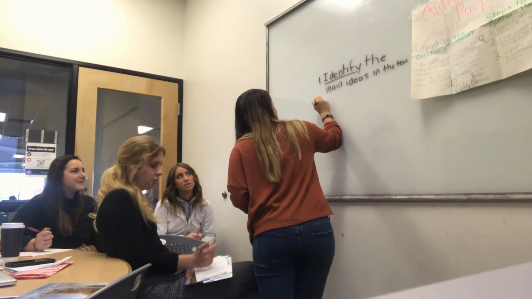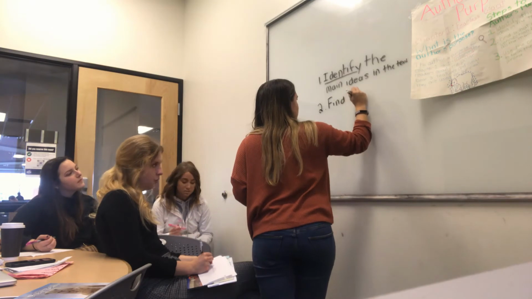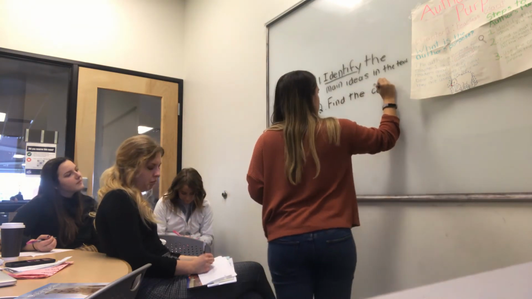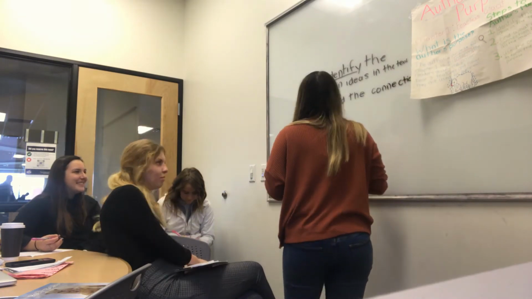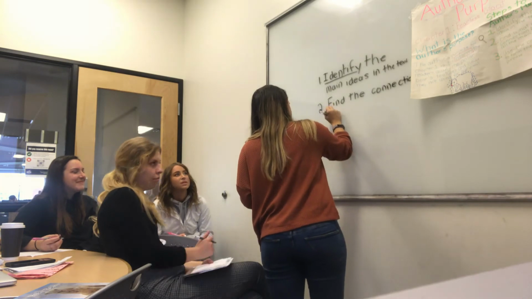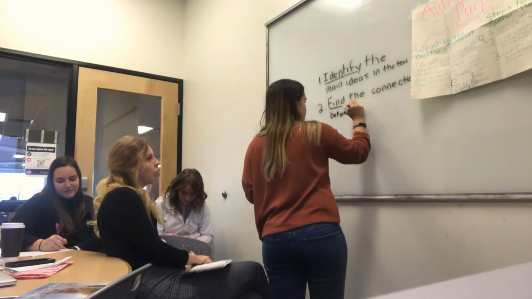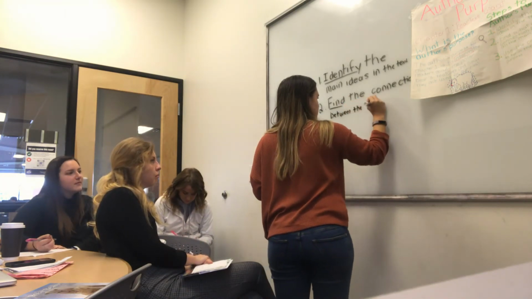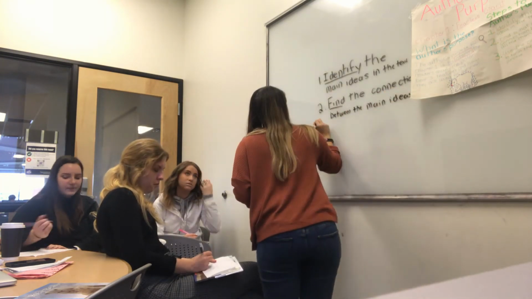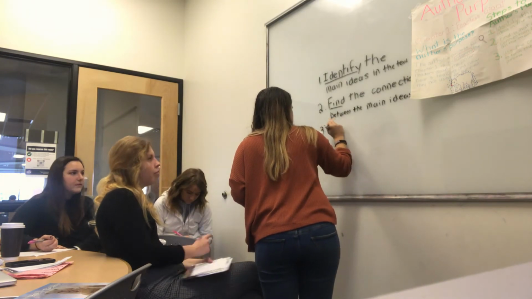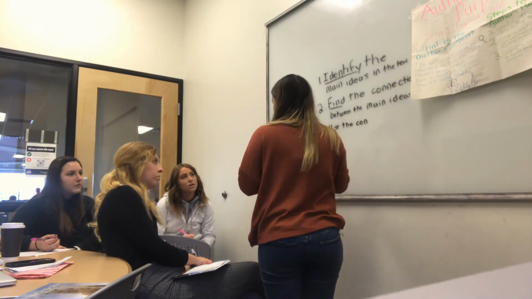Okay, the second step is to find the connections between the main ideas. So you want to find what is similar between all the main ideas. Because they're not going to get put in randomly. And so the key word is find. And then the last step is to use the connections to form your author's purpose. So the connection is going to be what is the author's purpose, because it brings all the main points together.